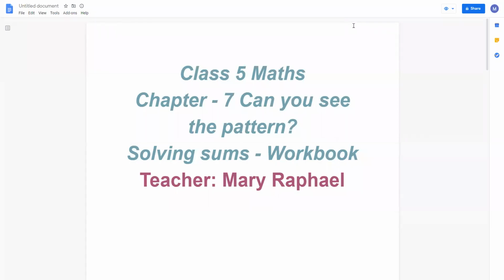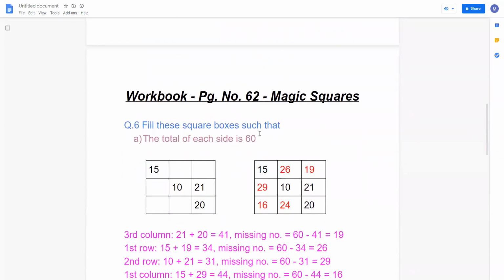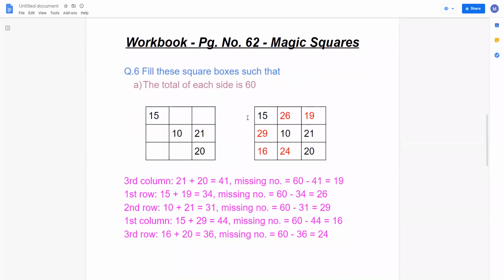In the previous videos we had solved workbook sums. Today also we are going to continue workbook sums. We already completed 5 sums from the workbook. Today we are going to solve question number 6, that is about magic squares. Page number 62, question number 6.